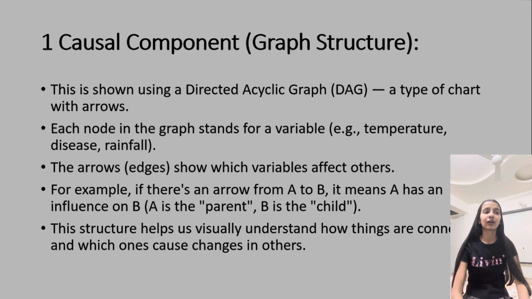Each node in the graph stands for a variable like temperature, disease, rainfall. The arrow shows which variable affects others. For example, if there is an arrow from A to B, it means A has an influence on B. Means A is the parent of B and B is the child. This structure helps us visually understand how things are connected and which one causes changes in other.